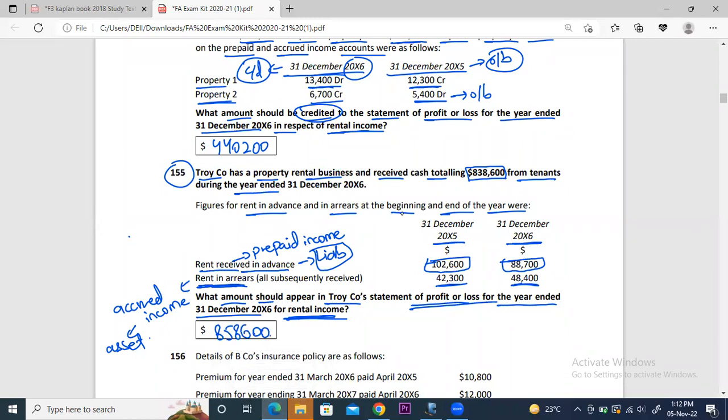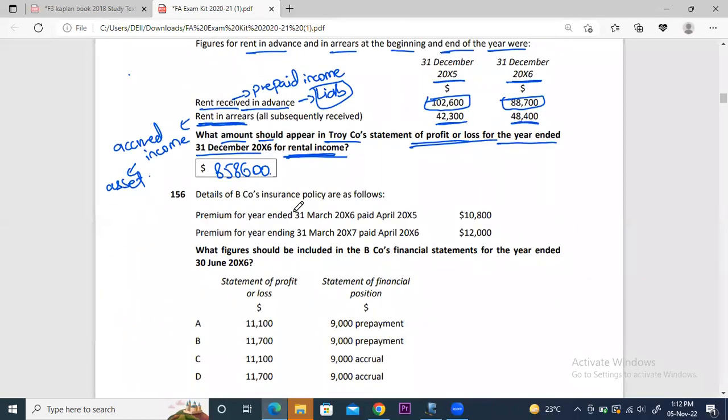858,600. Right. Now I'll do this last question. This is 156. I'll do this last because I think it's too much for today. And the remaining questions we'll do in tomorrow's class. Okay. This is the last one.